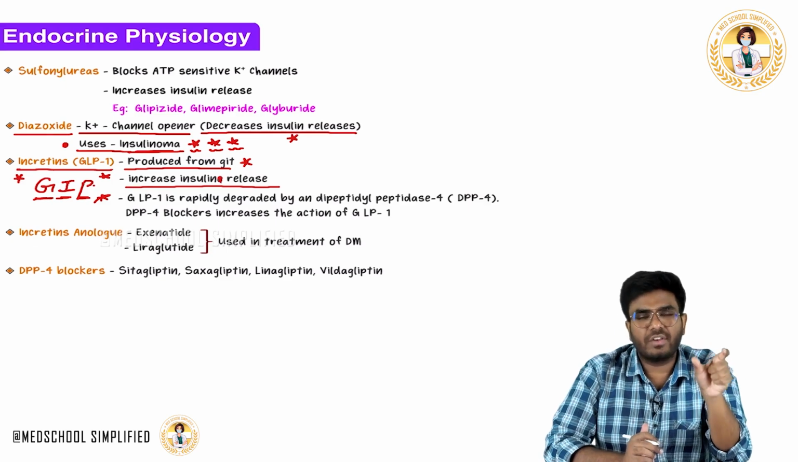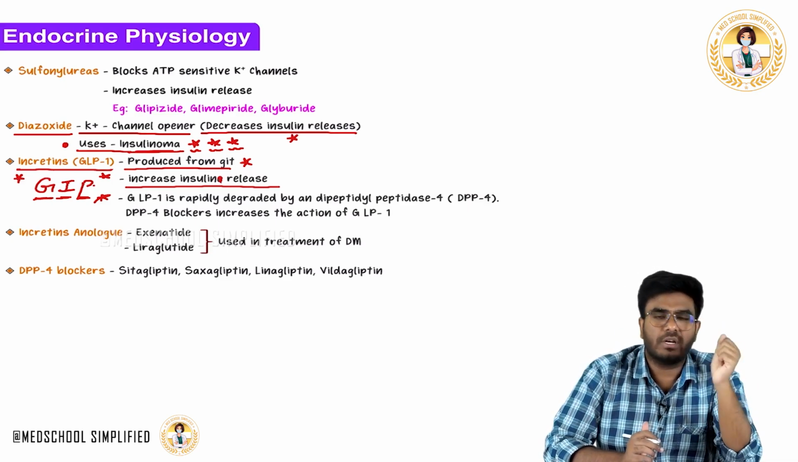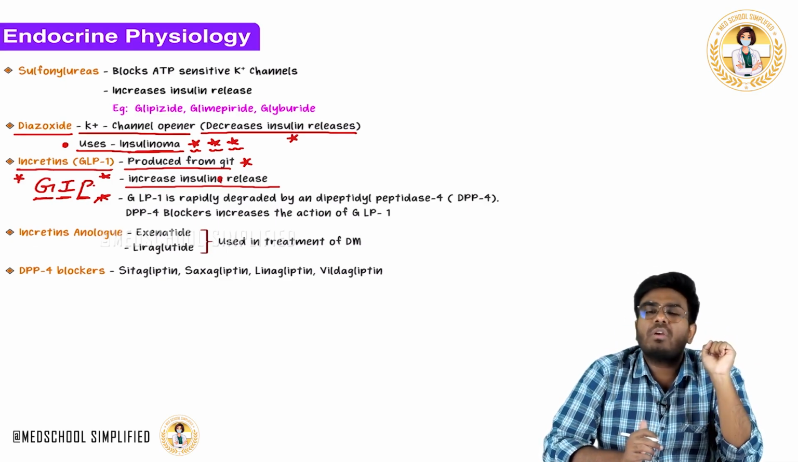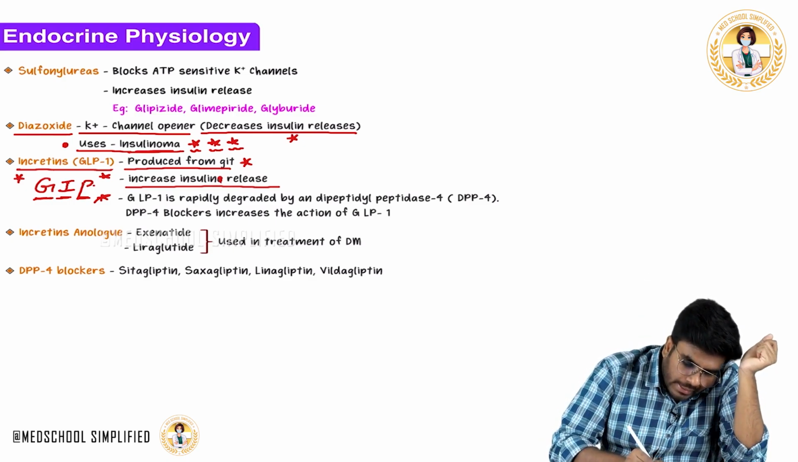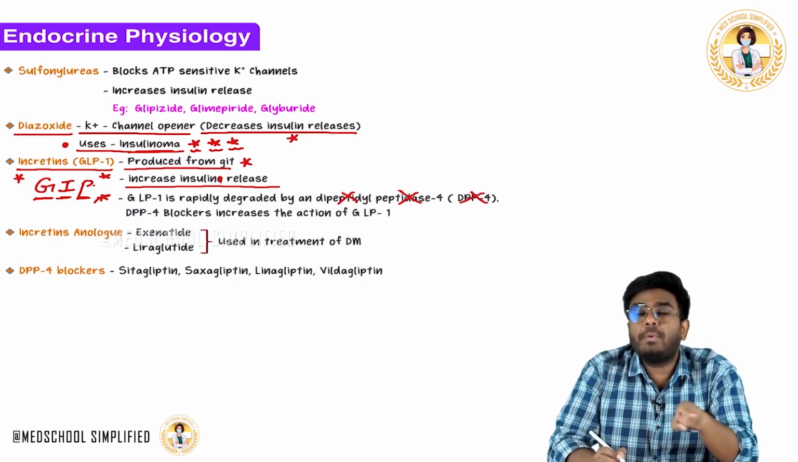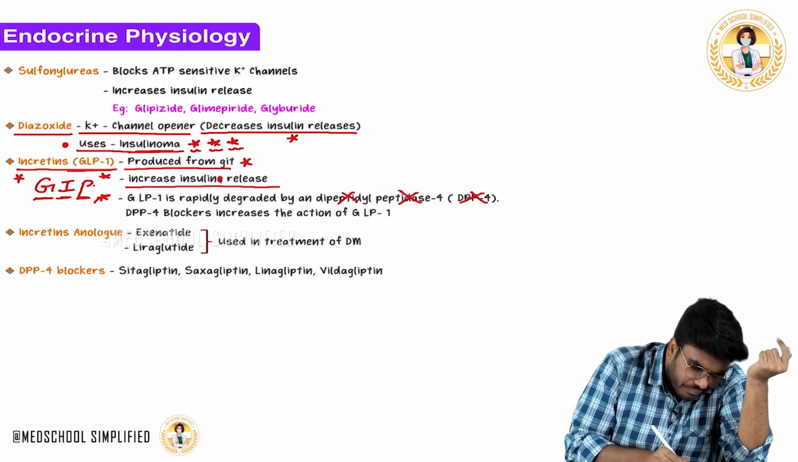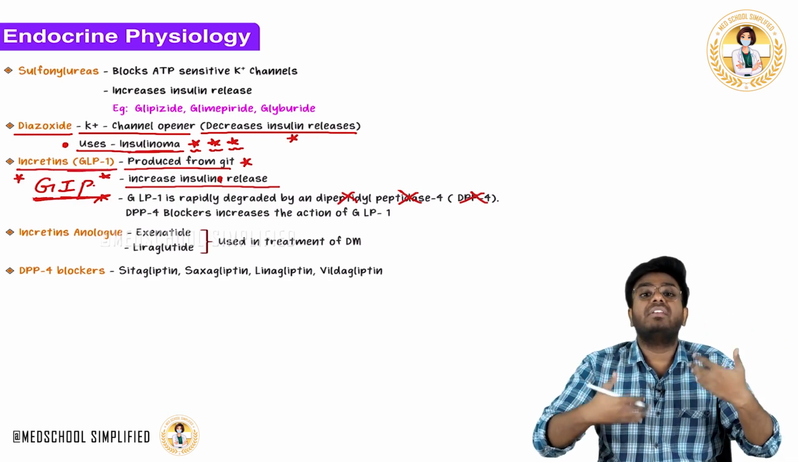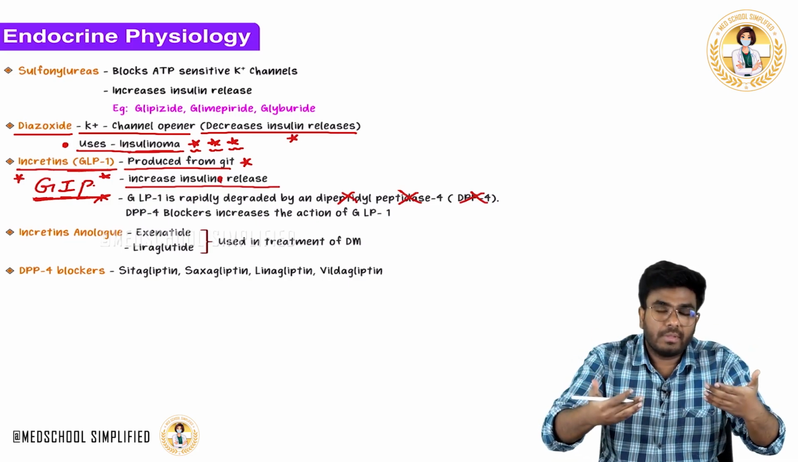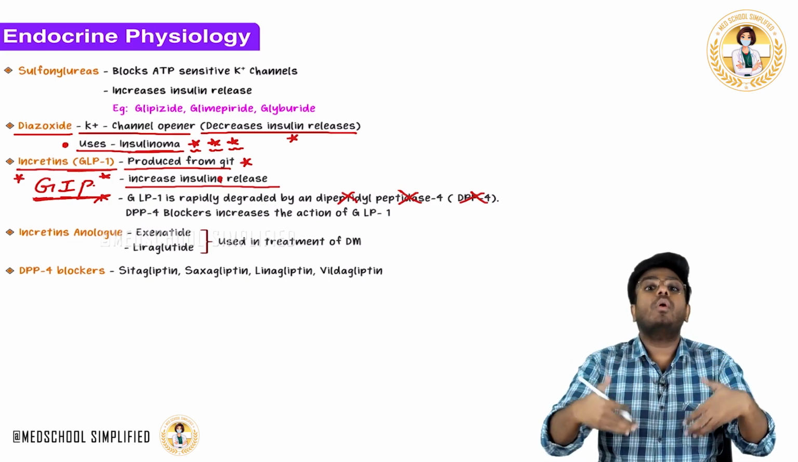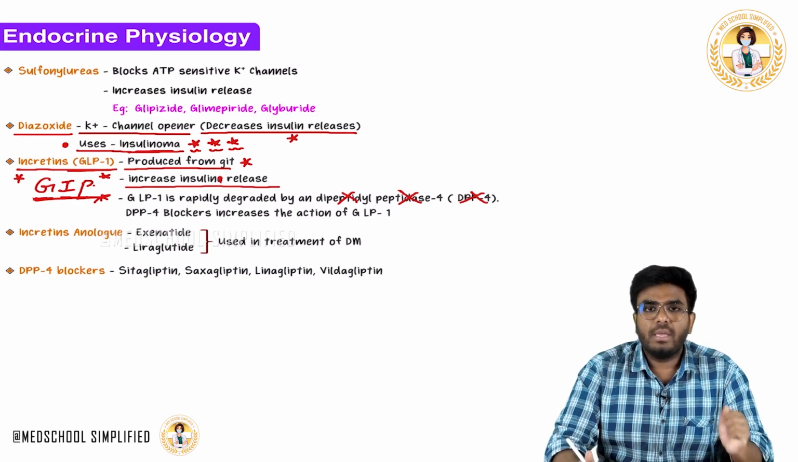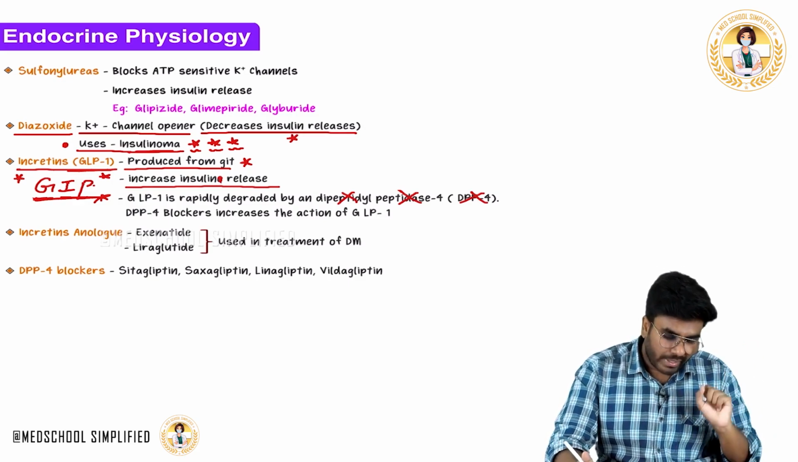These incretin analogs will go and stimulate the pancreas to release more and more insulin. On the other hand, we have to make a drug which will inhibit dipeptidyl peptidase 4, DPP4. If you inhibit dipeptidyl peptidase 4, what happens? The endogenous incretins will work for a longer time. If they work for a longer time, more insulin will be released.